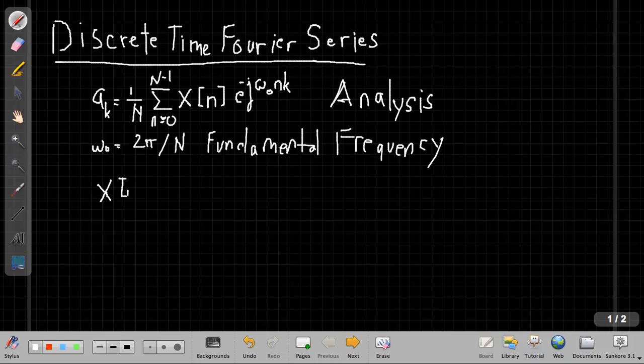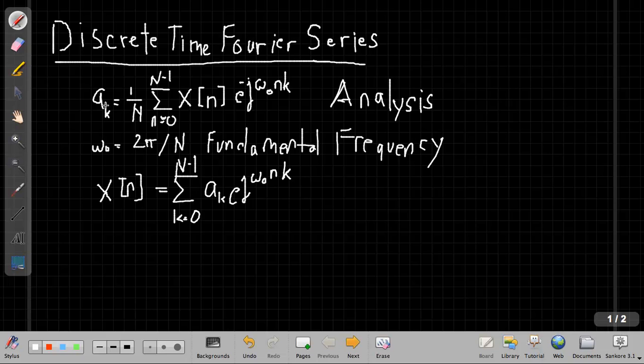Well, I say that x of n is equal to the sum as k goes from 0 to N minus 1 of a sub k e to the j omega naught n k. So notice that things are a little different.